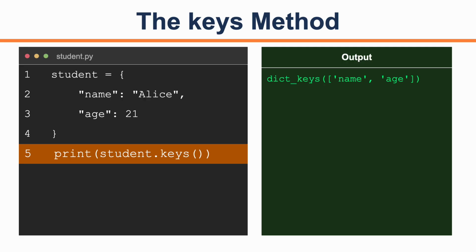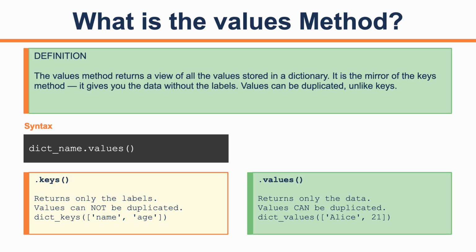The keys method on the student dictionary returns a dict keys object containing name and age, the labels only, with no values included. You can loop over this object or convert it with the list function to get a plain Python list.